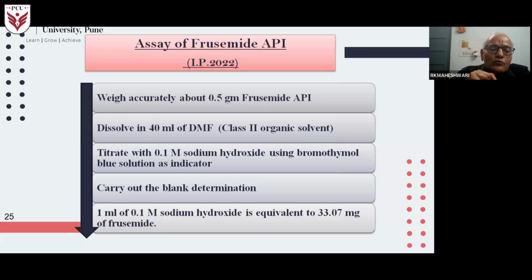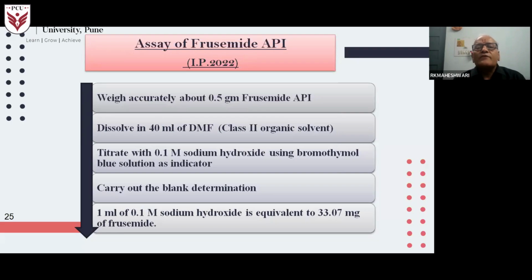Okay. Now using the factor of IP, 1 ml of 0.1 molar NaOH is equivalent to 33.07 milligram of furosemide. You can find out the content. Okay, so this is the IPBP method. Here you are going to employ an organic solvent, dimethyl formamide, which is a class 2 organic solvent.